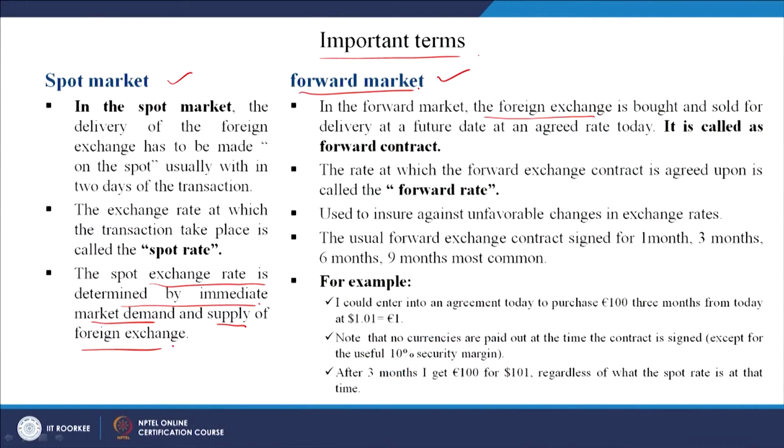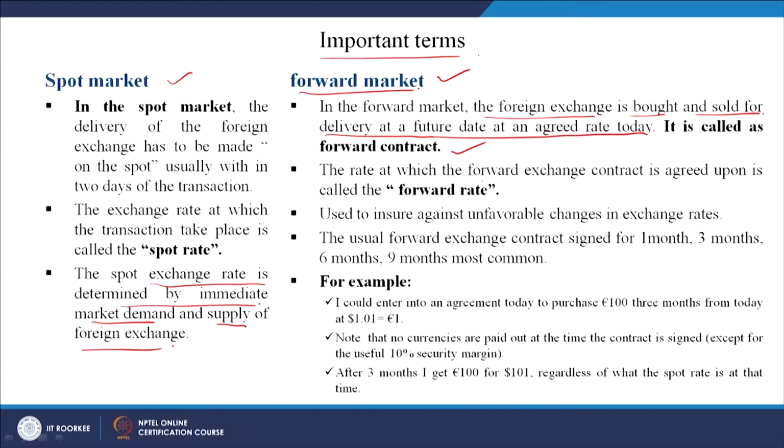Now, what is the forward market? It says the foreign exchange is bought and sold for delivery at a future date at an agreed rate today. That means we have agreed on a rate today which we will pay later on. This is called a forward contract. The rate at which the forward exchange contract is agreed is called the forward rate.